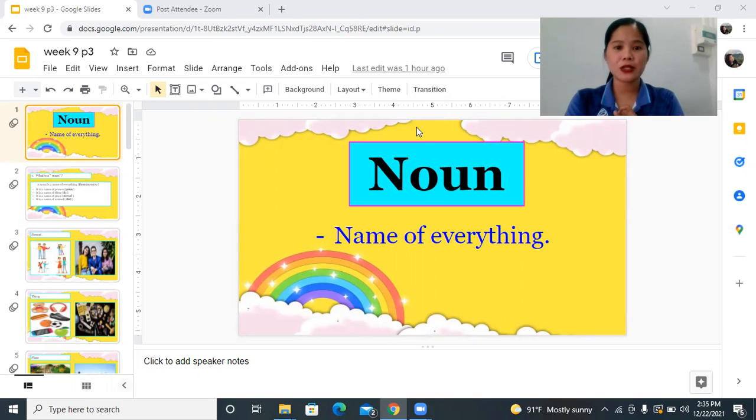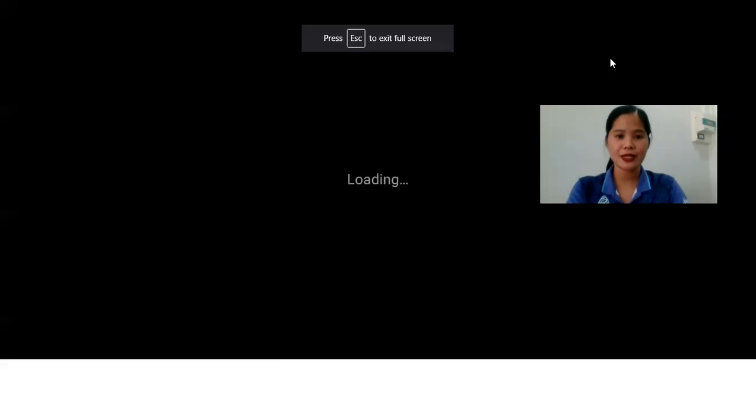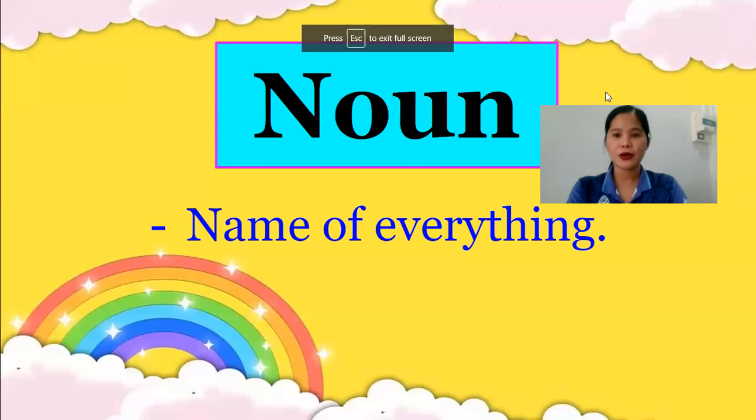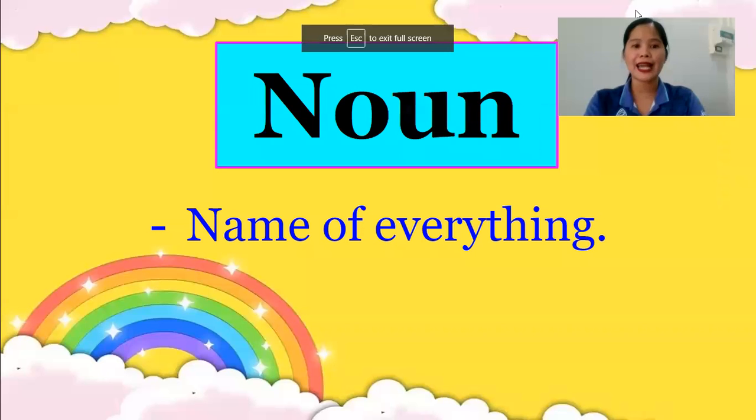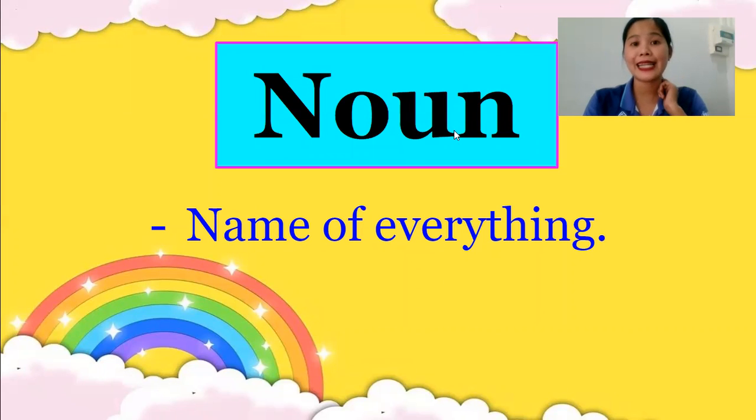All right, so everybody, please look at your screen. What you can see here is what we call a noun. Again, noun. So what is a noun? Noun, name of everything. Again, name of everything. It's a noun.